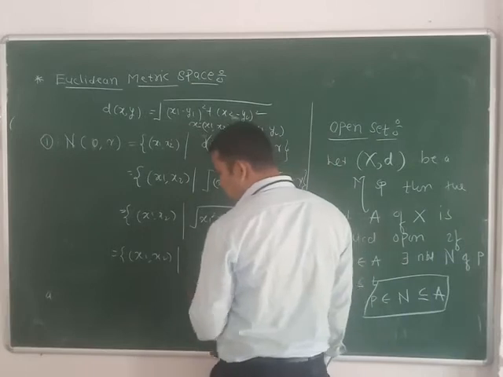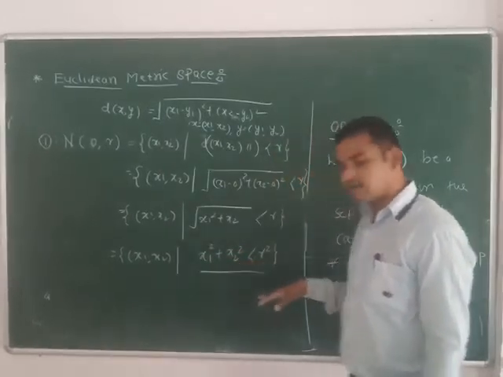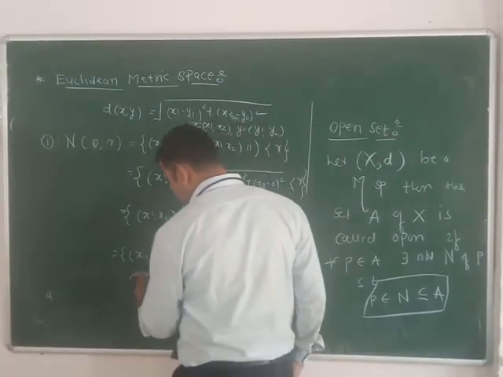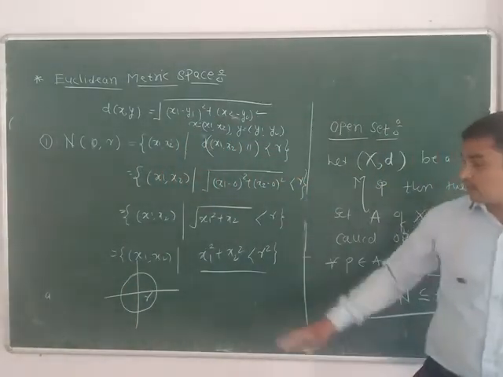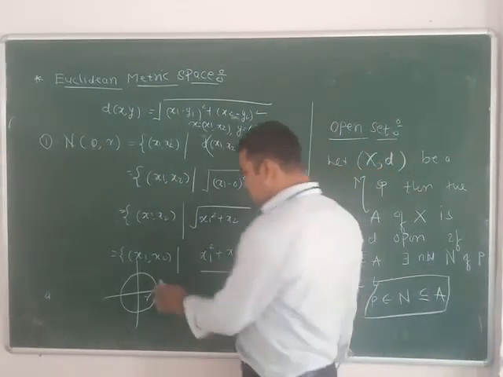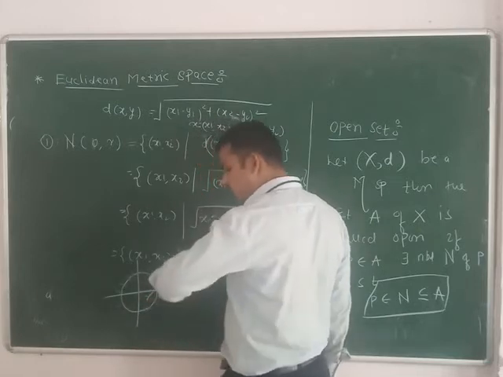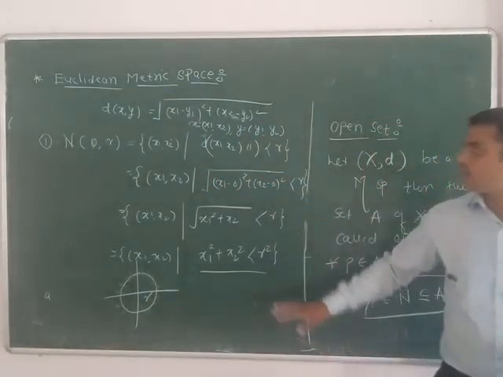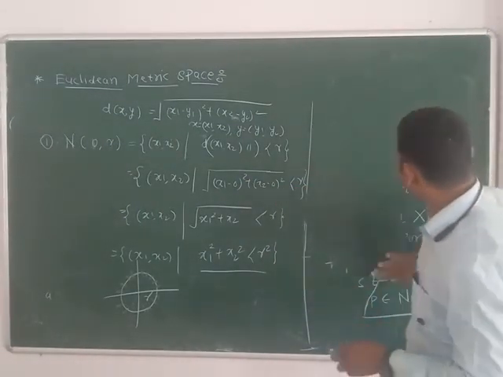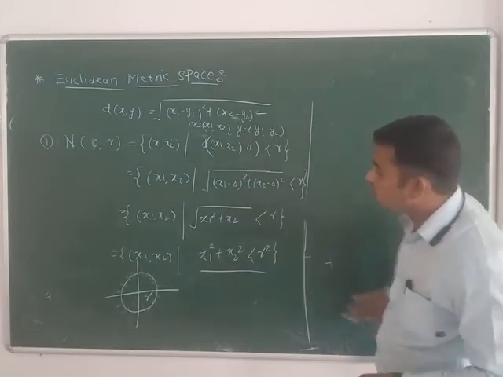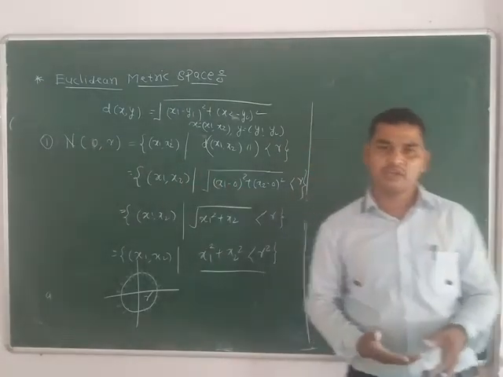So these are the points (x1, x2) which satisfy this condition, and we know that these are the interior points of the circle. It doesn't include the boundary points. So this is an example of a neighborhood, a neighborhood of the origin with radius r. We can vary the radius r equal to 1, 2, 3, 4, 5.